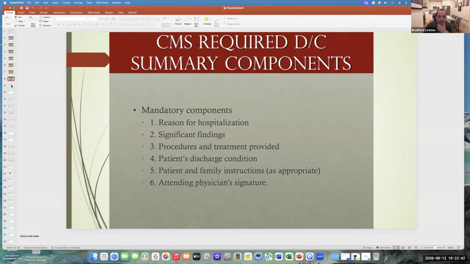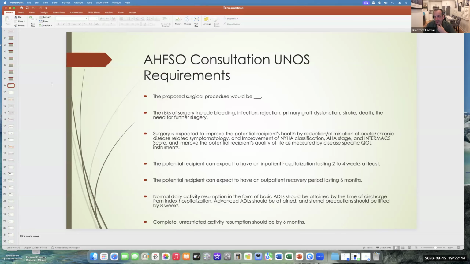So moving on to some other things. For consults, there are some things that are unique to different types of consults that we do. If you do a consult for anyone who has advanced heart failure, whether they're a VAD patient or a transplant patient, there are things that have to be included in your plan per UNOS.